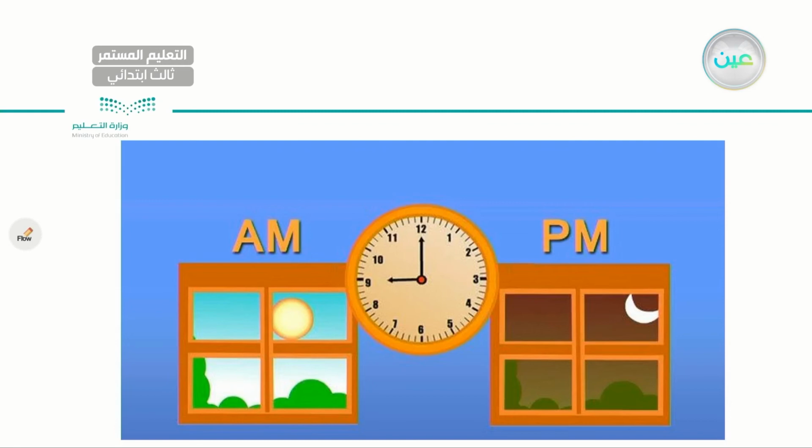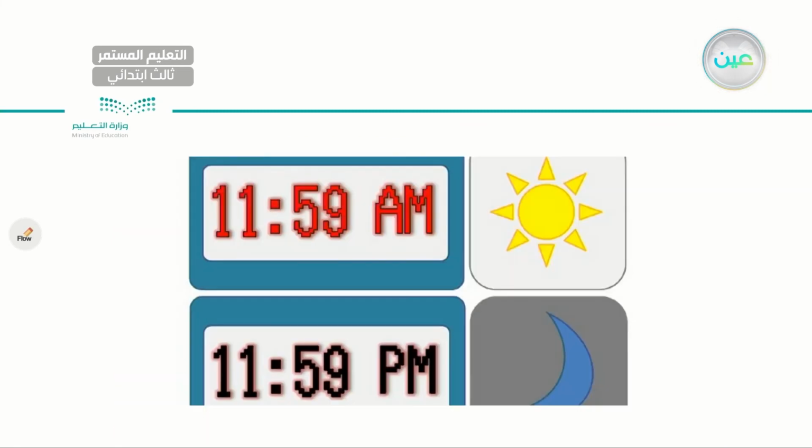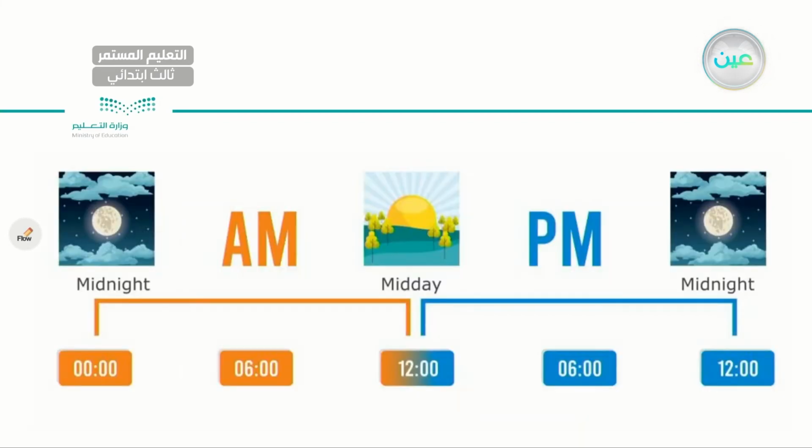The next one, same window, but different time. It is 9 o'clock PM. It's dark, probably evening, okay, or night, so it's 9 o'clock PM, okay? So I have AM and PM. Again, here as you can see, 11:59 AM, 11:59 PM. Now, here I try to break it down for you.